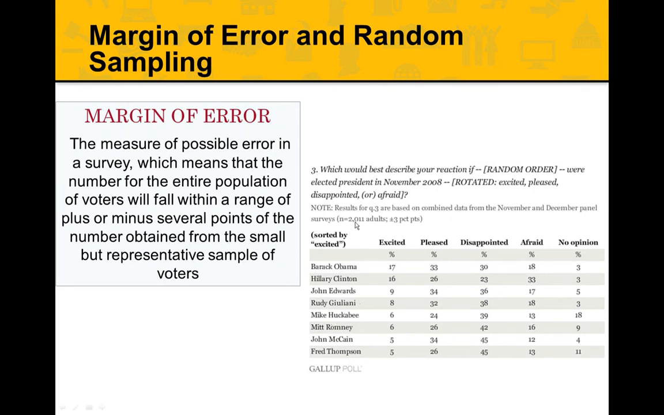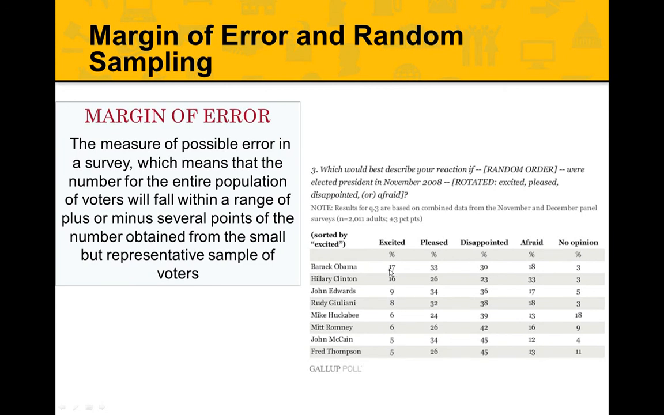So they sampled 2,011 adults. Obviously there are many more people in the United States than that. And so these 2,000 individuals are the random sample that's supposed to represent the entire population. Statistically, we can say that we are sure that these people represent the population at large. So we can say for sure that 17% of Americans are excited about the possibility of Barack Obama becoming president, plus or minus 3 percentage points. That's the margin of error.